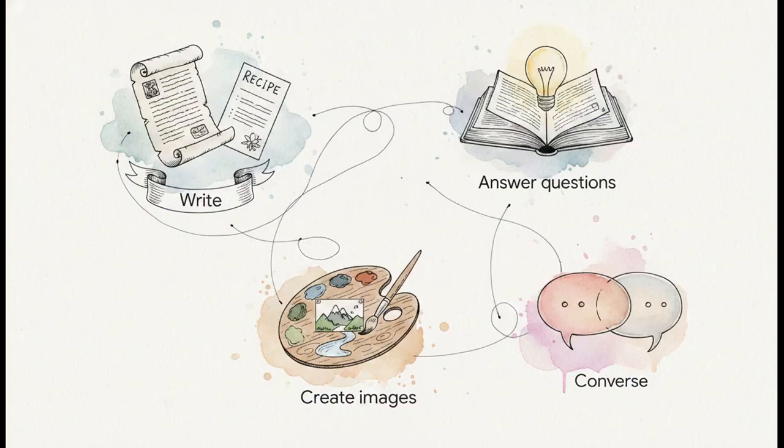So, what can this smart assistant actually do for you? Well, quite a lot, actually. It can write things, like drafting an email to your grandkids, or maybe putting together a personalized recipe card. It can answer your questions, whether you're wondering about a historical event, planning a trip, or just looking for some quick gardening tips. It can even create brand new images from scratch. And honestly, the coolest part, it can actually have a back-and-forth conversation with you.